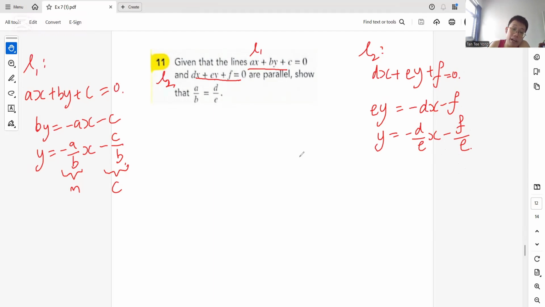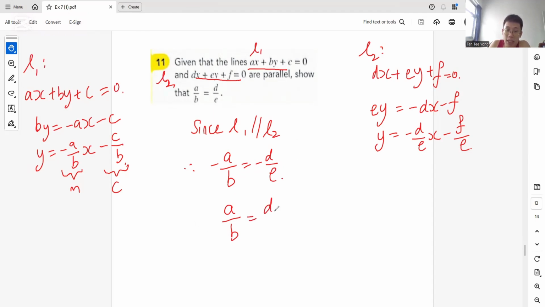Since L1 is parallel to L2, their gradients are the same. Therefore, negative a over b equals negative d over e. Dividing both sides by negative 1, a over b equals d over e, shown. So this is for question 11.